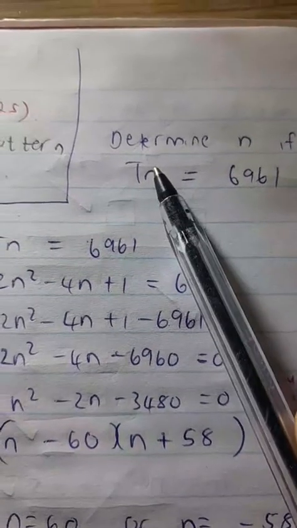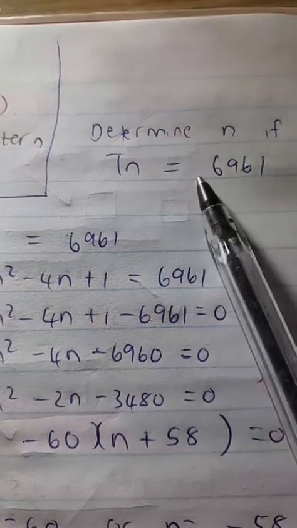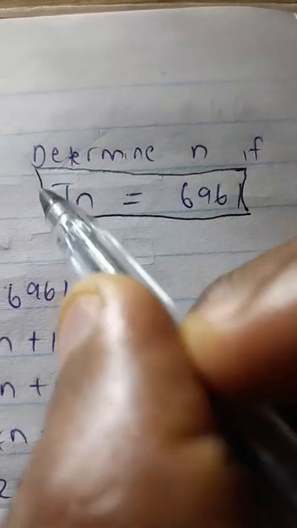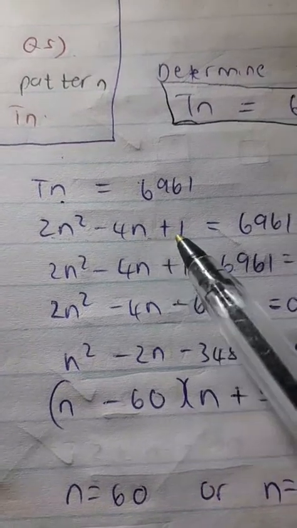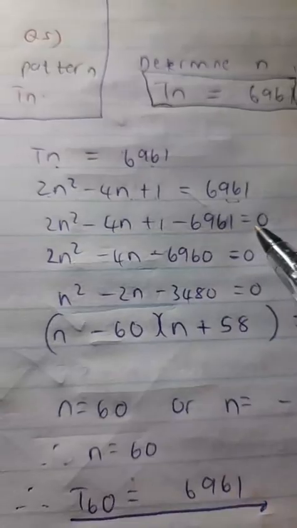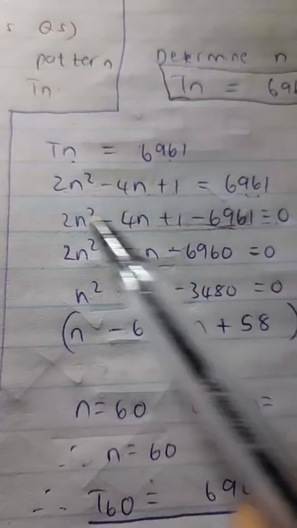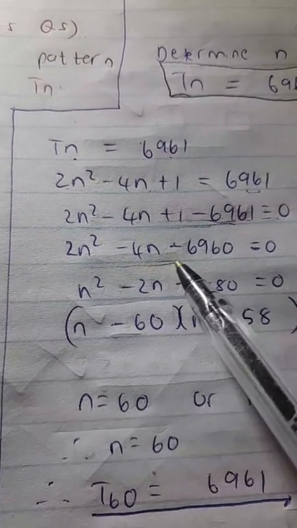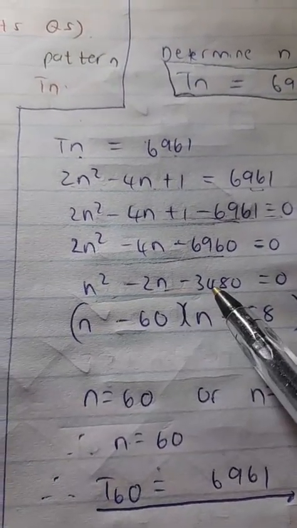Okay. And then the next question was basically asking us to find the position: which term gives us 6,961. And remember, for this question, we equate Tn with 6,961. Remember Tn, we had gotten it, it's 2n squared minus 4n plus 1. We equate it with 6,961. Then we have to set up a quadratic equation, because this is a quadratic type trinomial. We get 2n squared minus 4n minus 6,960, which gives us n squared minus 2n minus 3,480.